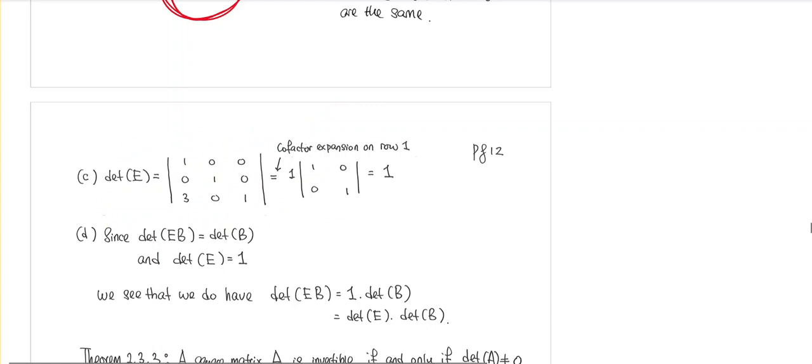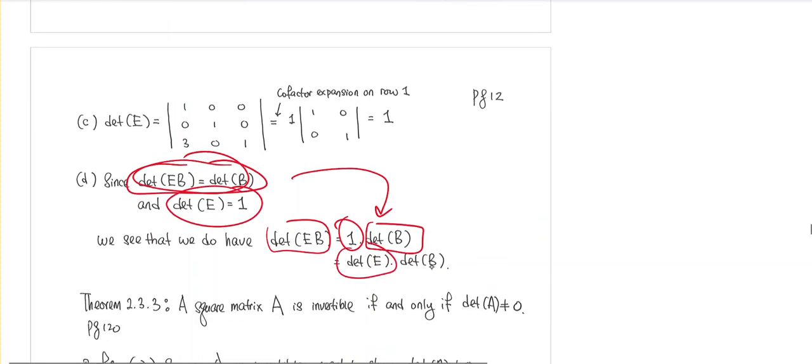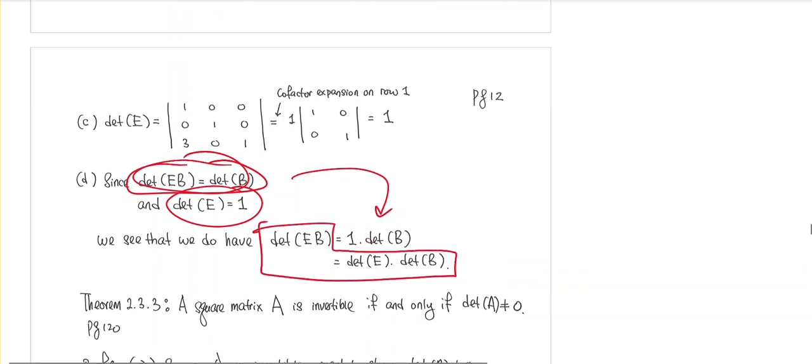So in this case, do we have this property? And the answer is yes, because the determinant of EB according to our computation is determinant of B. And since the determinant of E according to our computation is 1, I can write these terms like this. The determinant of EB is the determinant of B, just like what we have here, but then I put a 1 in front of it, and the 1 is actually the determinant of E. So in this case, the determinant of EB is really the determinant of E times the determinant of B.